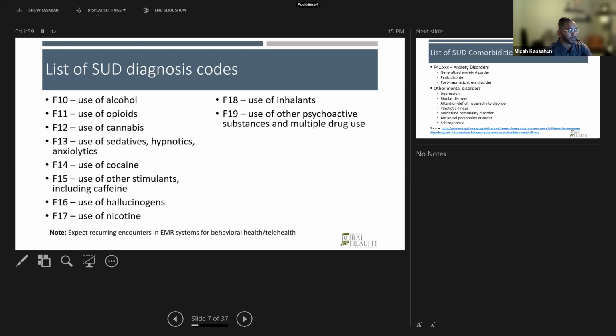I also included a little note here saying that you should expect recurring encounters in your EMR systems for behavioral health and telehealth. A lot of times I would get confused as to why I had so many of the same patient and so many different data services within my data spreadsheets. I started to understand that when you're dealing with addictive substances, naturally the patient needs to be seen multiple times as they're walked through the proper treatments. They're going to different therapy sessions and different meetings with other medical professionals. So because we are dealing with addiction-based substances, it should be understood that your EMRs may have an exhaustive number of encounters for one specific patient.